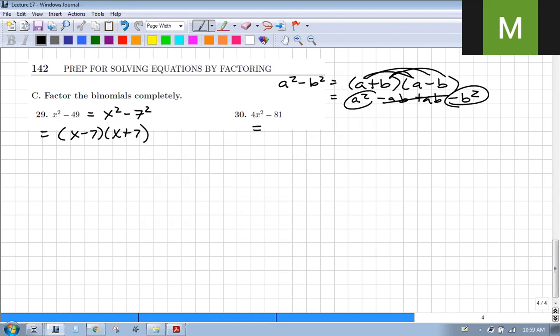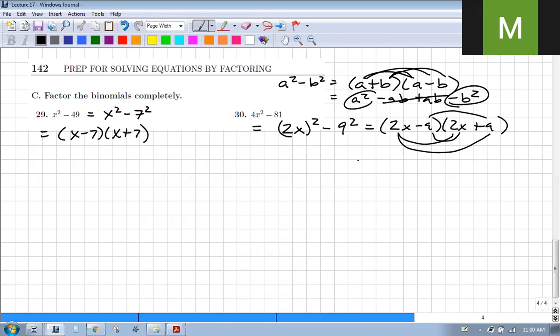Okay, this thing we can rewrite it as a difference of two squares. 4x squared is the same thing as 2x squared, and 81 is 9 squared. So we could rewrite this as 2x minus 9 times a 2x plus 9. All right, if we check this, we get 4x squared there, 18x minus 18x, and then our minus 81.